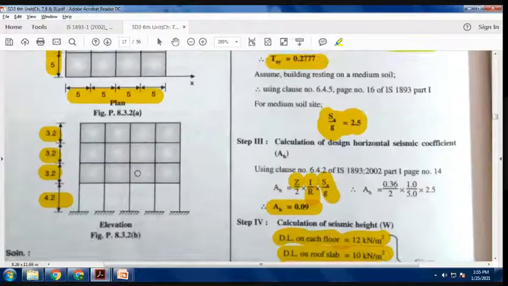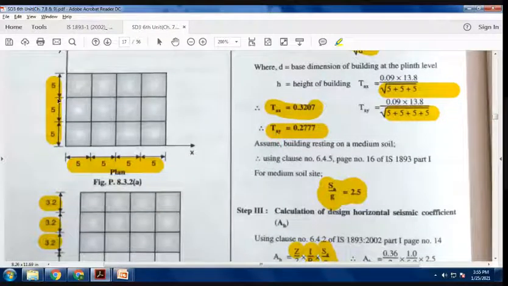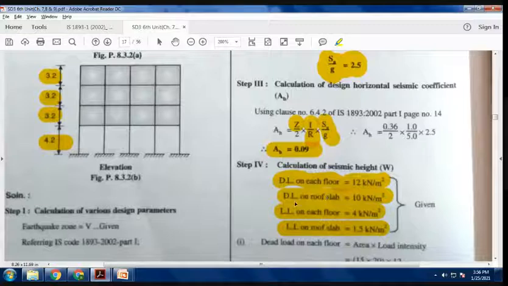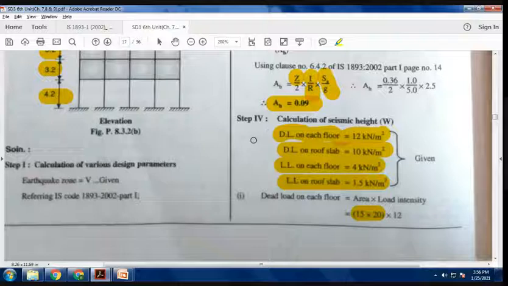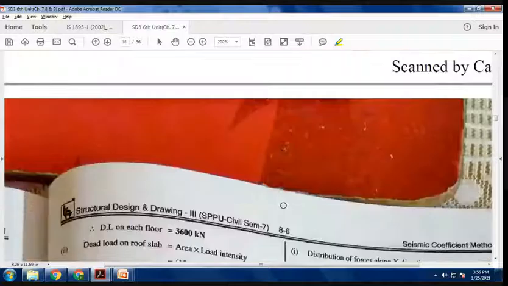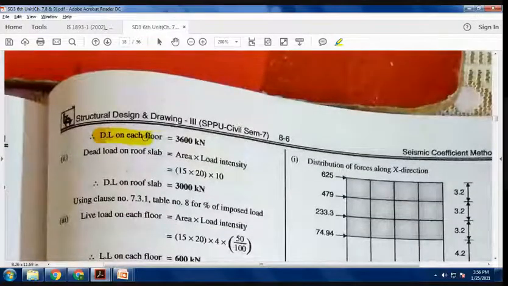Okay, here we can see the total dimension, how much is it? 20 by 15. This is 20 along the x-axis, and along the y-axis it is 15. So we have got the area, that is 15 by 20. 15 by 20 multiplied by 12, how much is given? Here you can see dead load, it is 12. On multiplying we will get dead load on each floor. How much? We have got 3600.